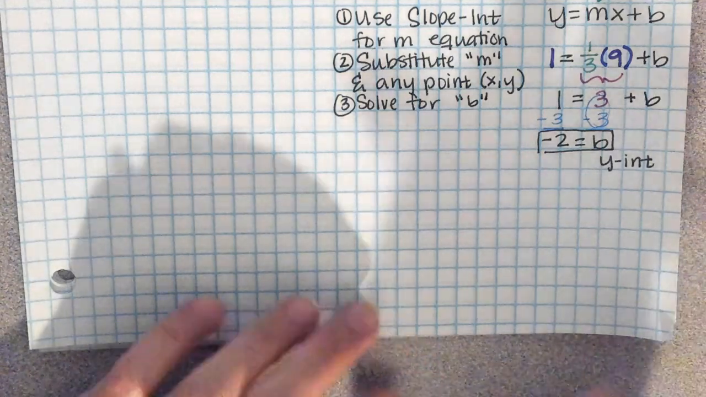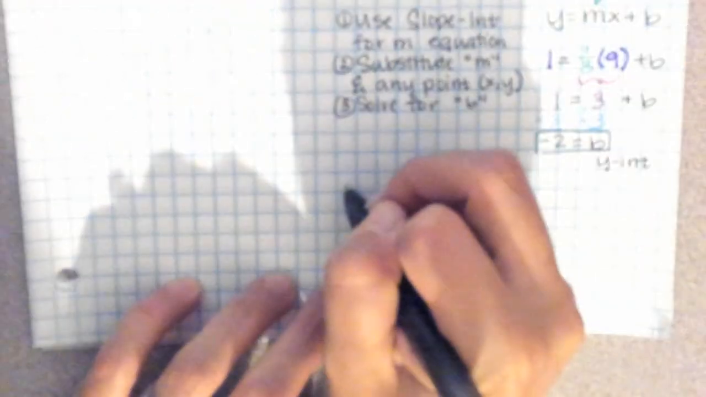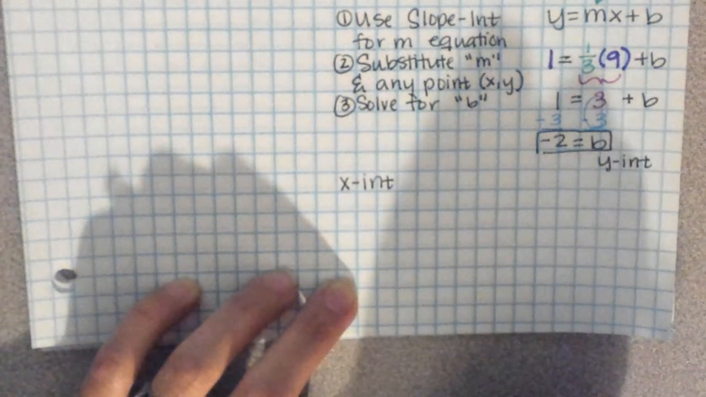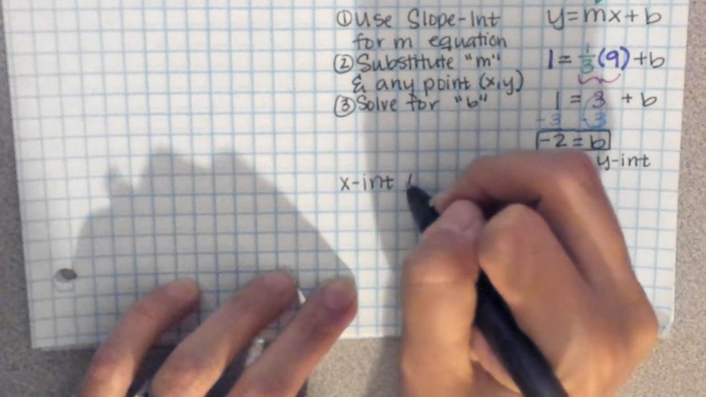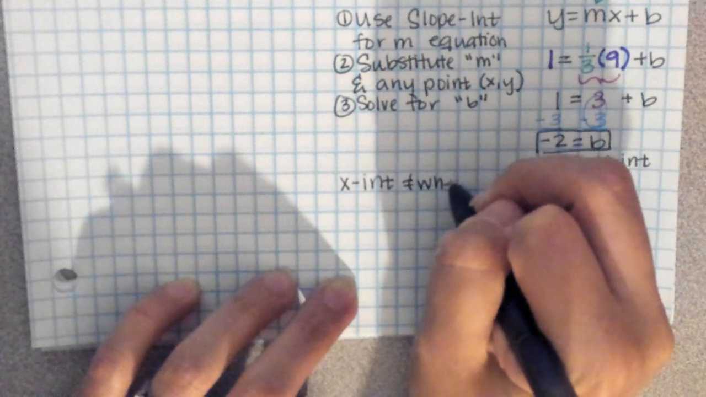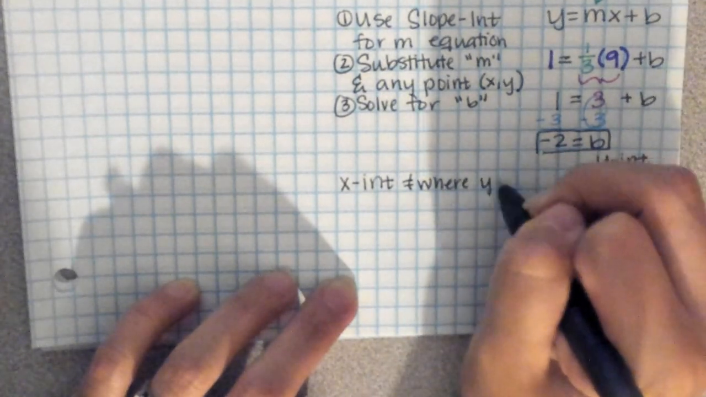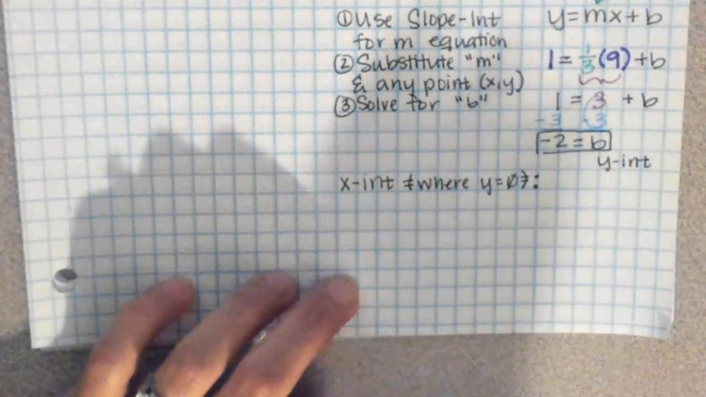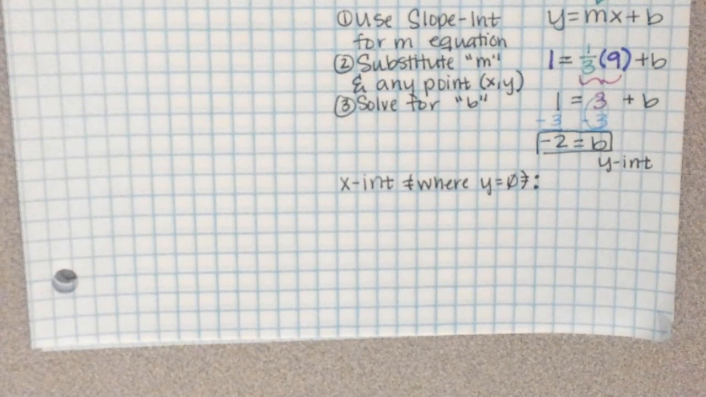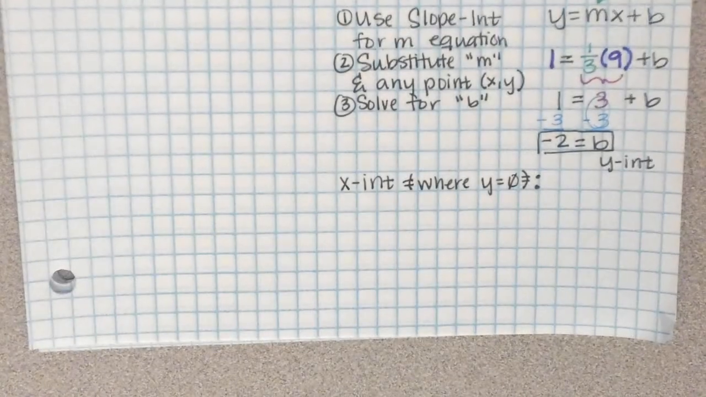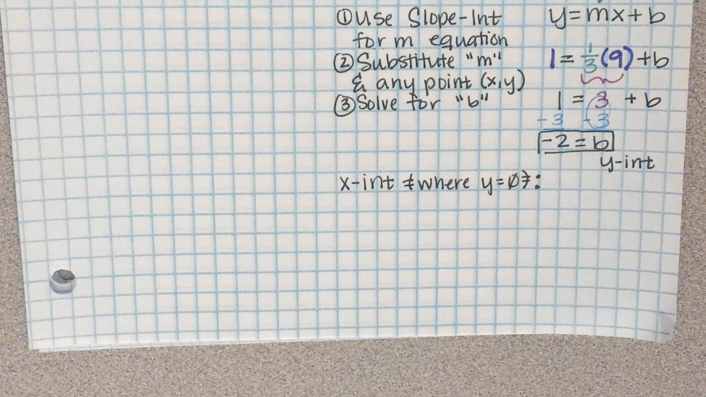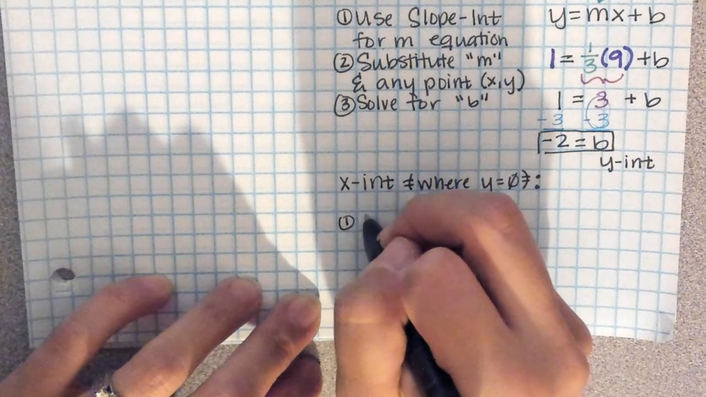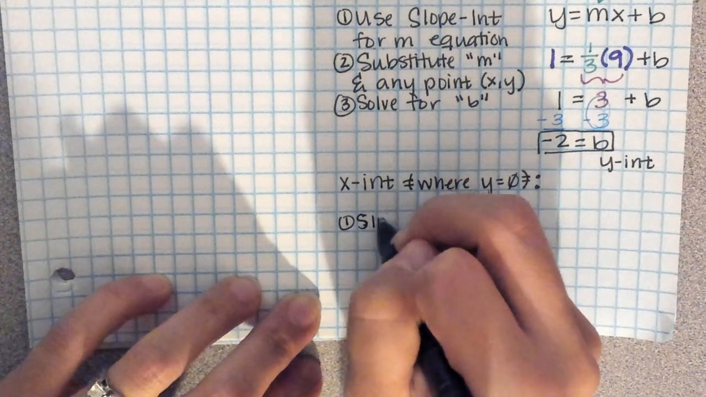It falls every time. All right, my x-intercept. The important piece to remember here is that it's where y equals 0. We're going to use the same equation, so we're going to use slope-intercept form.